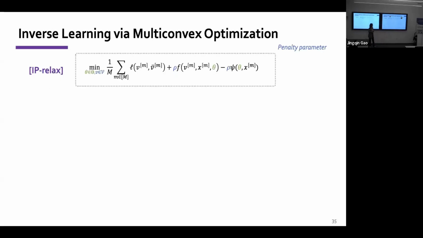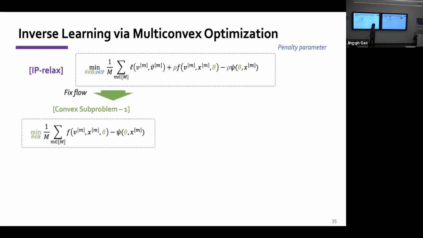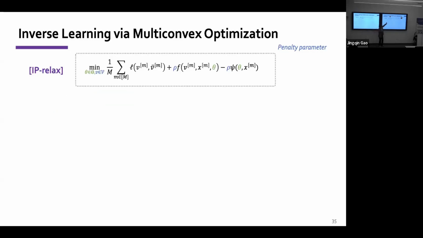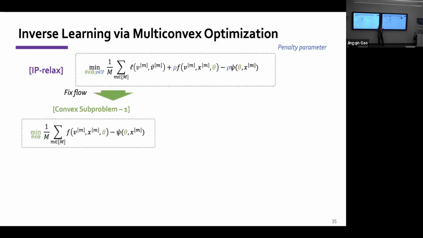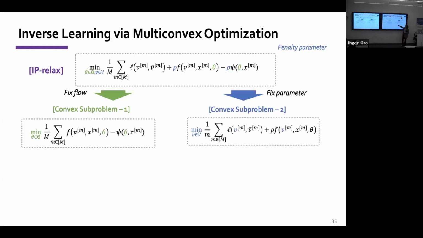So here's how the decomposition algorithm looks. Suppose we have two blocks of variables. The first is the parameters, and the second is the link flows. Starting with feasible flows, we can fix the flows and treat the parameters as variables, solving a convex subproblem that only involves theta as the decision variables. After solving this first subproblem, we can fix the parameters as constants, and then solve the second problem that only involves link flows as decision variables.